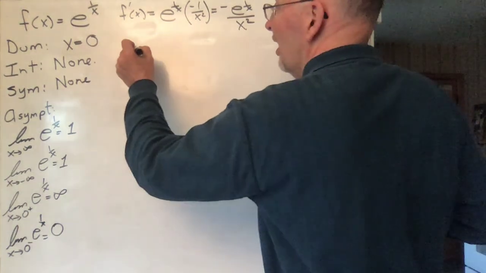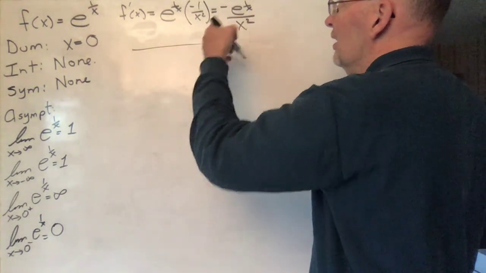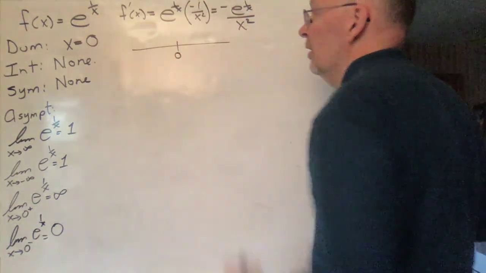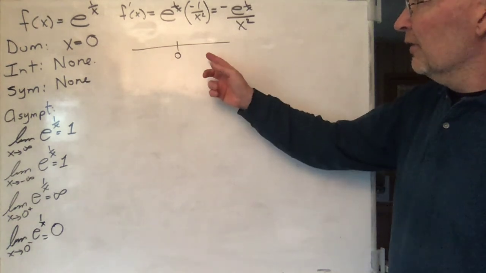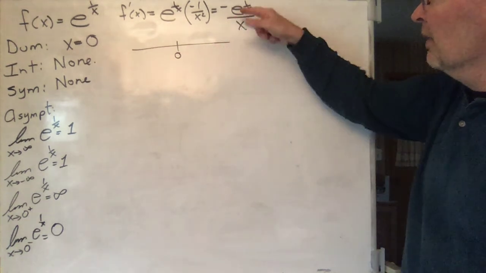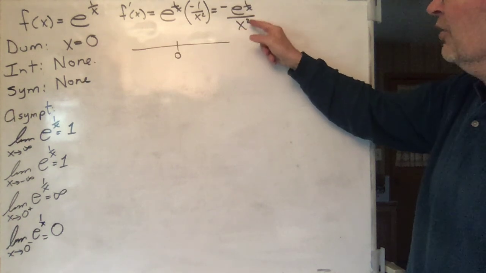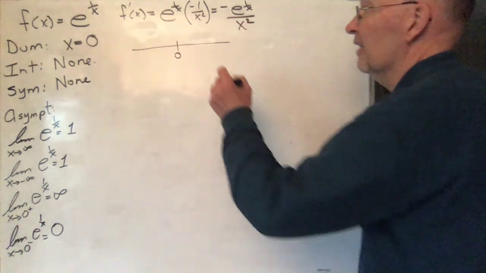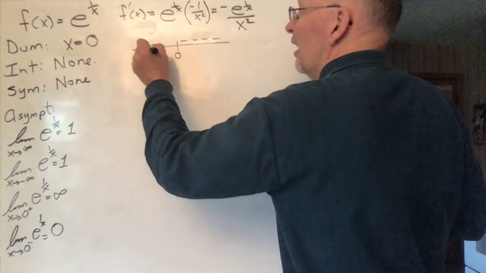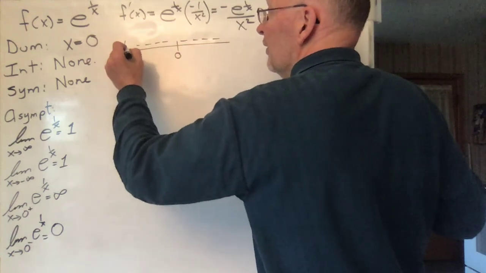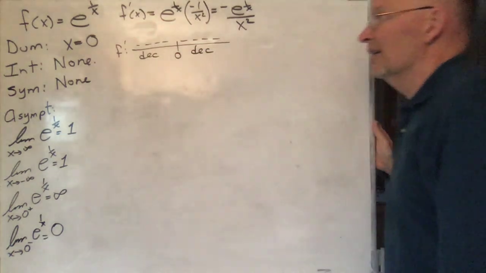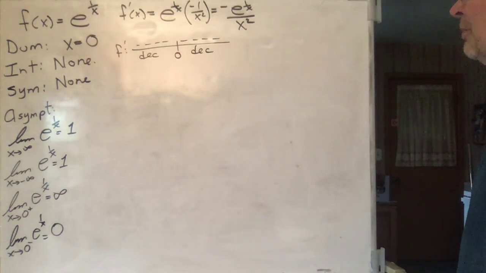Now what do we do? We find out all the places where it's 0 or undefined. It's never 0, but it's going to be undefined at 0. So that's our only spot we have to check. Actually, just look at it, everyone. E to anything is always positive. X squared is always going to be positive. The negative is negative. Negative times positive is negative. So it's going to be negative here and negative there. This is the first derivative. And so the function is going to be decreasing here and decreasing there. Do you have any idea what this thing is going to look like yet?